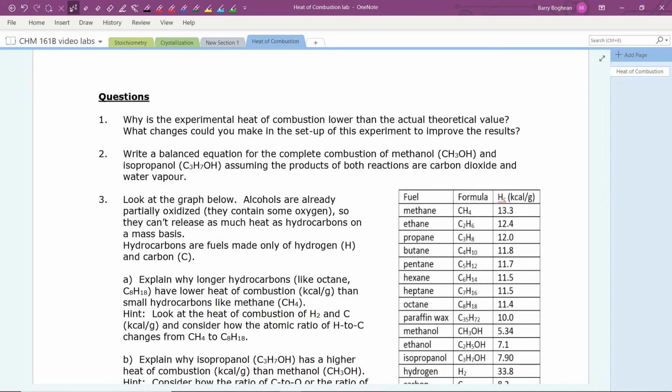There are also three questions that you're required to answer in this lab, and let's take a look at that. Question one says, why is the experimental heat of combustion lower than the actual theoretical value? What changes could you make in the setup of this experiment to improve the results? I think we addressed that. Question two says, write a balanced equation for the complete combustion of methanol and isopropanol. We did not include wax here because wax is not a pure substance. Candle wax is a mixture of different hydrocarbons of varying molecular weight. And question number three asks you to look at the graph and table accompanying and then answer accordingly.